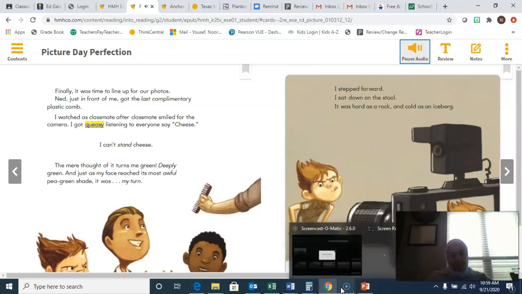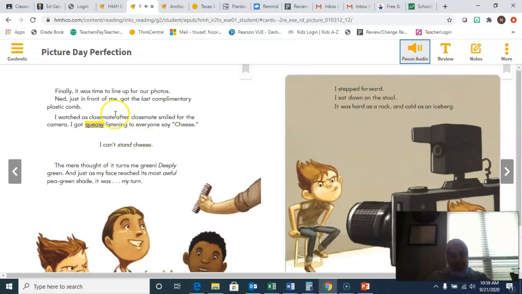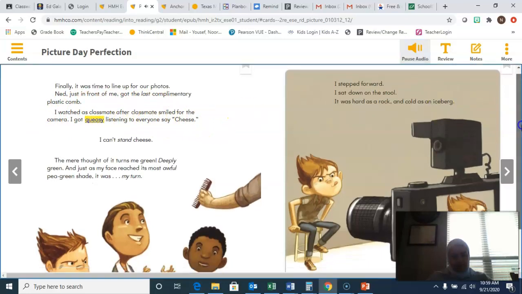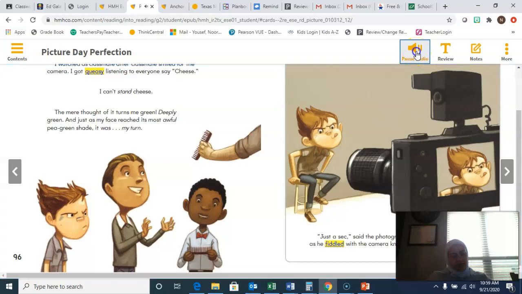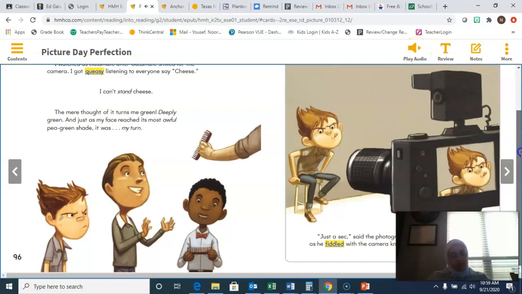Finally, it was time to line up for our photos. Ned, just in front of me, got the last complimentary plastic comb. I watched as classmate after classmate smiled for the camera. I got queasy listening to everyone say, cheese. I can't stand cheese. The mere thought of it turns me green, deeply green. And just as my face reached its most awful pea-green shade, it was my turn. I stepped forward. Oh no.